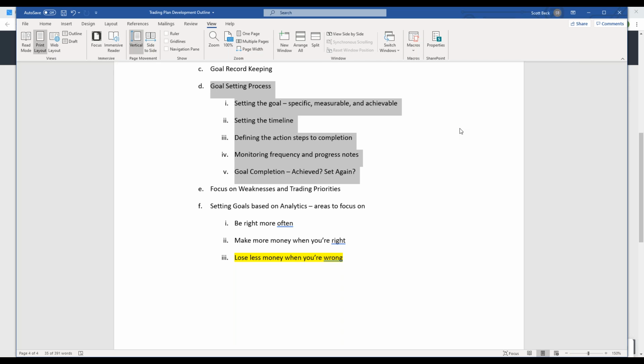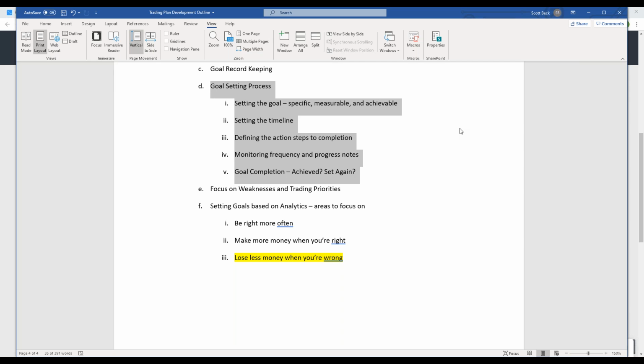Number 1, be right more often. So in that regard, we're talking about entry signals, or possibly how we hold and manage trades. But entry signals, how do we improve on that, right?